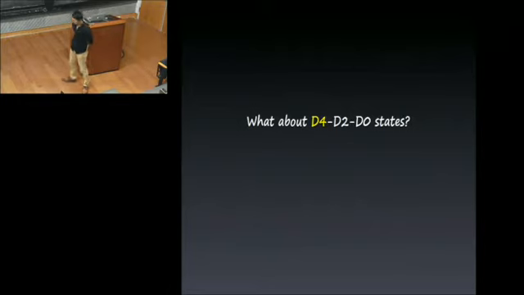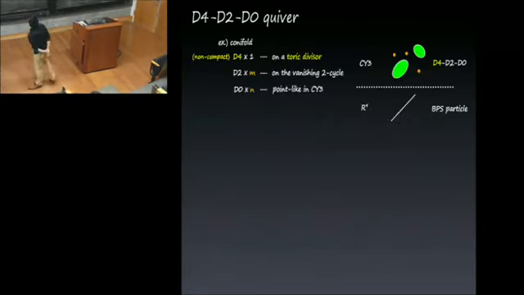And our work is about the generalization to the D4-D2-D0 case. So what we want to do is to replace the D6 brane with a D4 brane wrapping a non-compact toric divisor. So let me talk about the conifold example again.